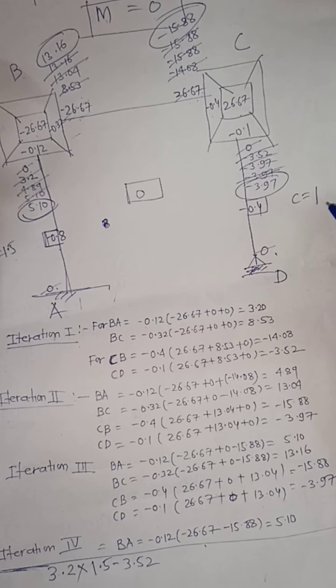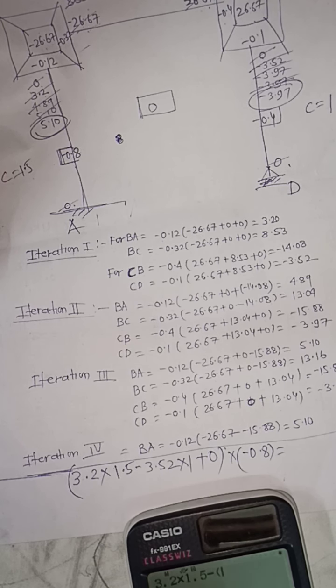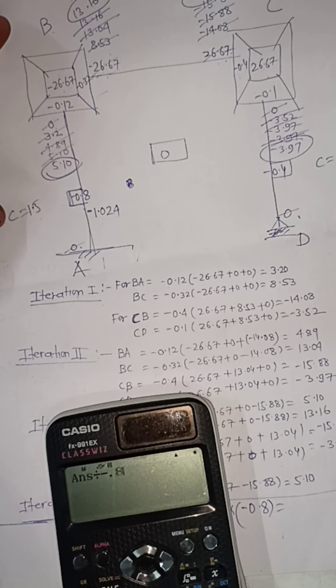So let us see what will be the answer. 3.2 multiplied by 1.5 minus 3.52 into 1, so it will be equal to 1.28, multiplied by minus 0.8, it will be equal to minus 1.024. If divided by minus 0.8, it will be equal to 1.28, it has come.